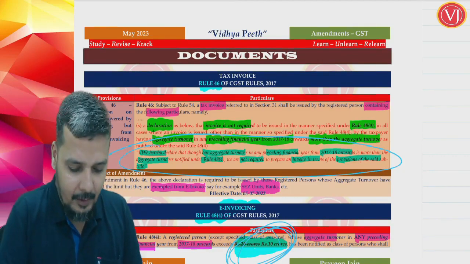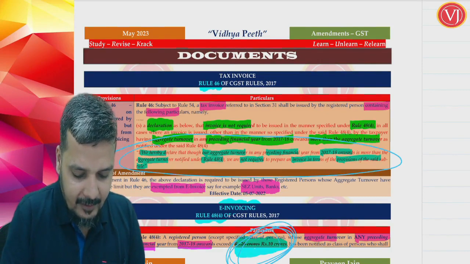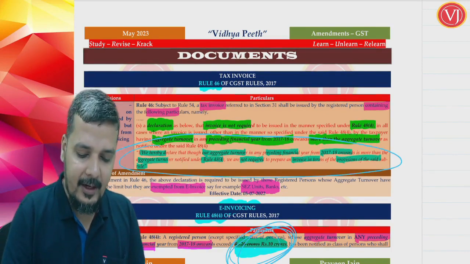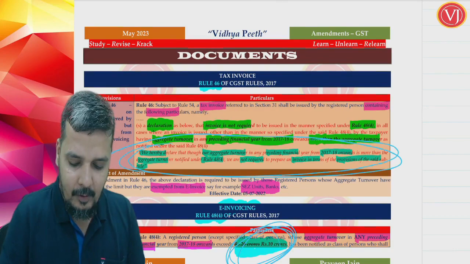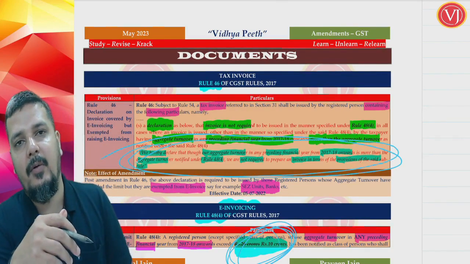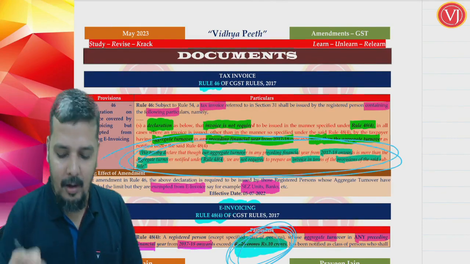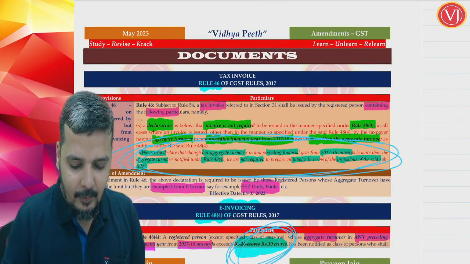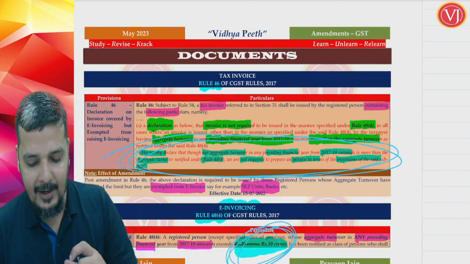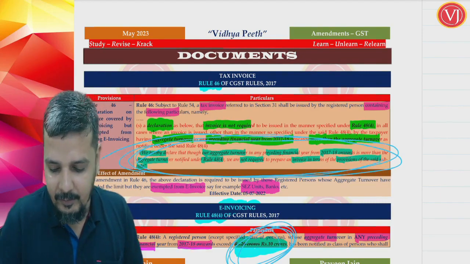So basically, if you are covered by e-invoicing but exempted, then you have to write this declaration: that my aggregate turnover is more than what is required for e-invoicing, right from 2017-18 till date, but still I am not required to give e-invoicing because of the exemption available. So I have to add a declaration.